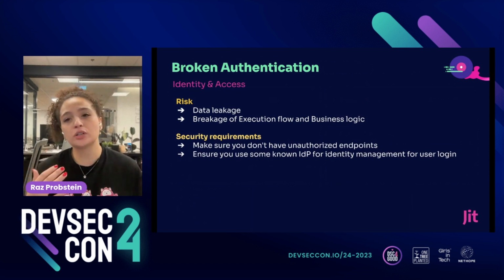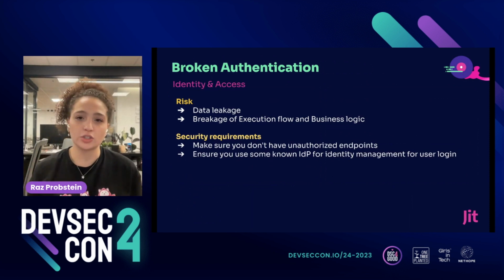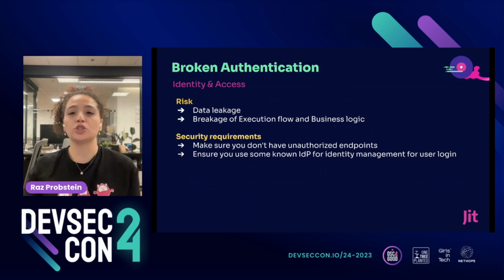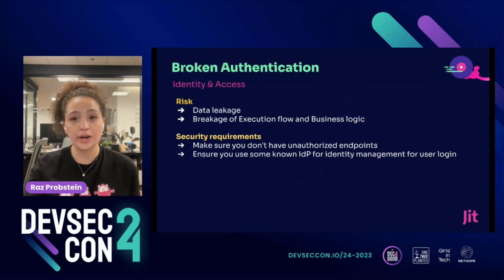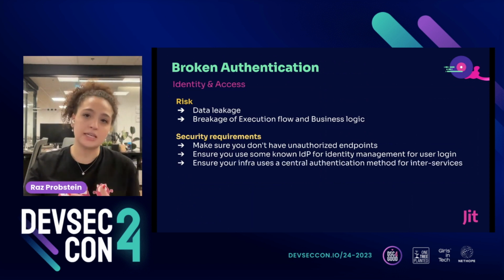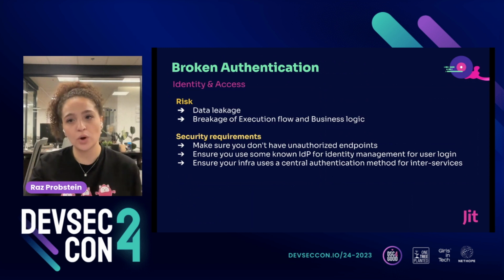So we need to make sure that we're not allowing threats through authentication. But how do we do that? So we need to make sure that we don't have unauthorized endpoints. We need to make sure that we're managing our users correctly. Of course, our infrastructure must use a central authentication method for inter-services, which basically means that we need to use authentication inside the services as well.